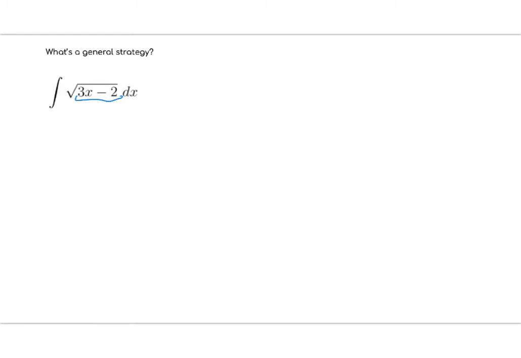And the way that we do this is that we set some arbitrary variable, we tend to use u for this, equal to the inside part of this function. Because if we do that, we end up getting the square root of u. And that we know how to do an antiderivative of, because that's going to be u to the 1/2. So let's begin this process. So we got 3x minus 2.